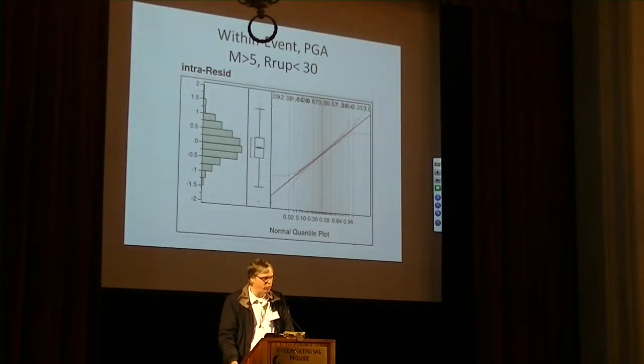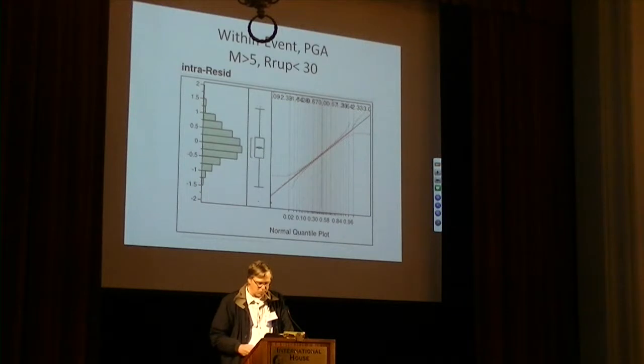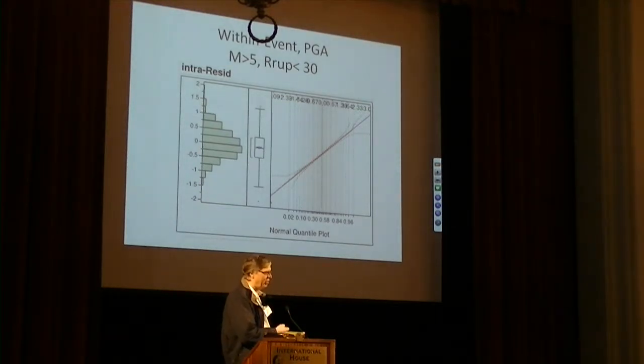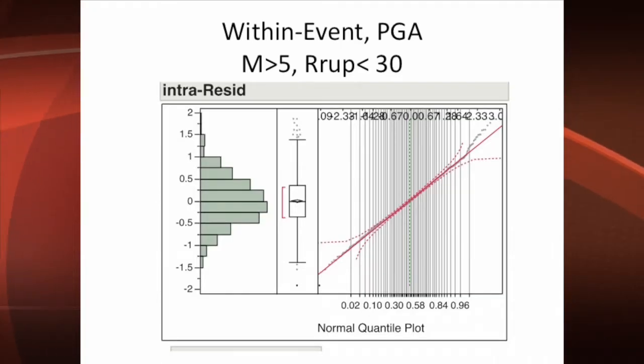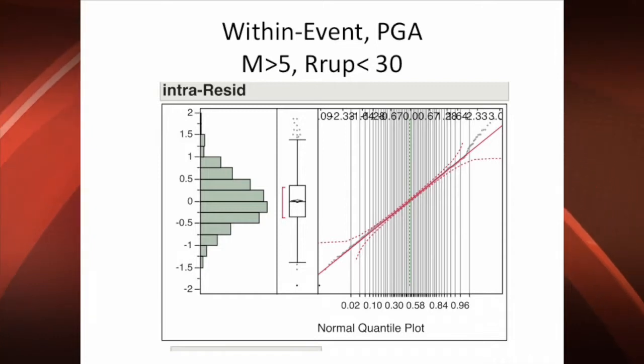We also looked at this: what if we just use bigger magnitudes within 30 kilometers? Because the previous one had lots of large distant events, and maybe that's what you're looking at. And here the tails are still getting fat. We have less data, so we don't go as far out along the edge of the tails.